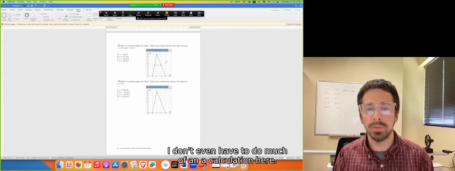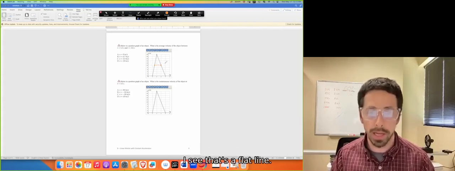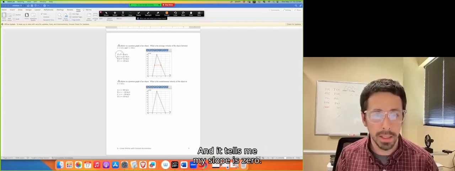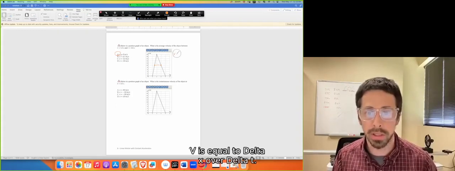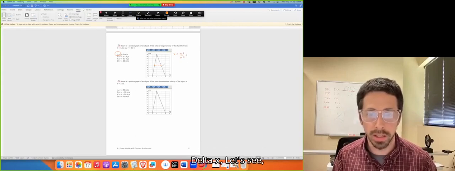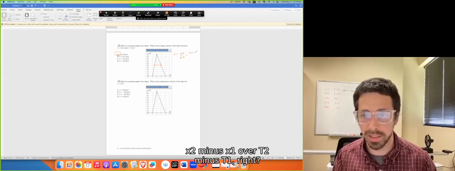I don't even have to do much of a calculation here. I see a flat line. That tells me my slope is 0. But you could calculate this. v is equal to Δx over Δt. Δx, let's see, x2 minus x1 all over t2 minus t1, right?